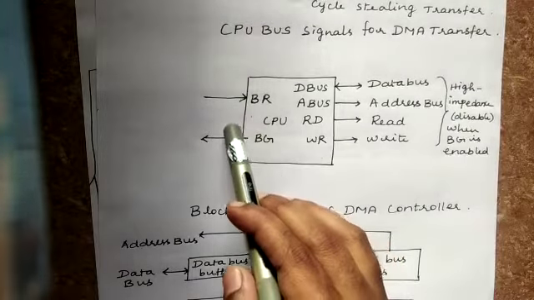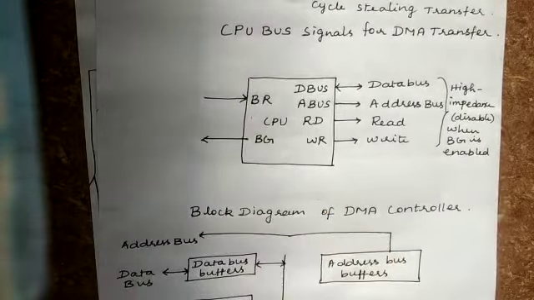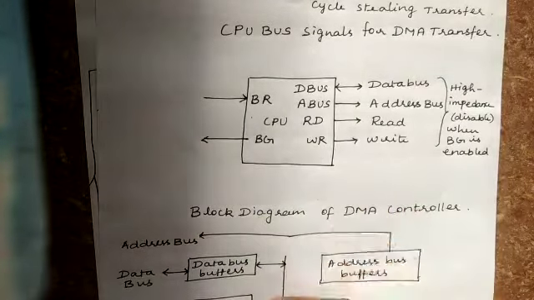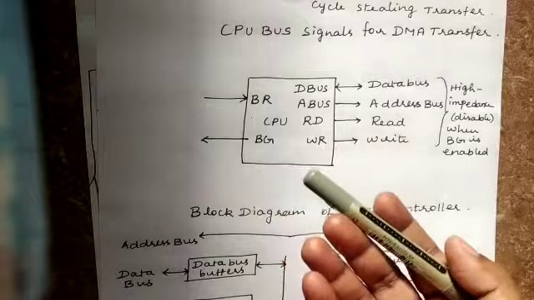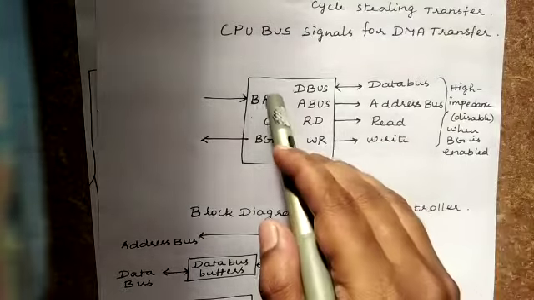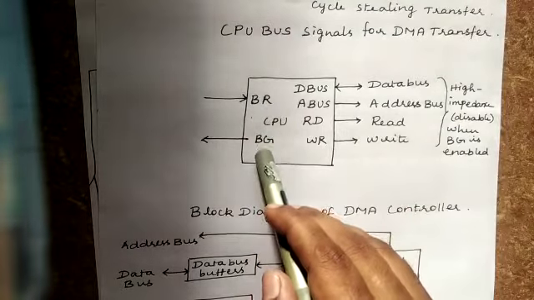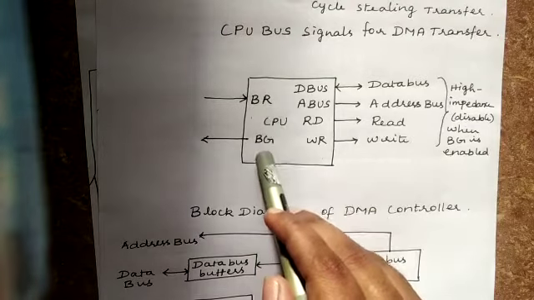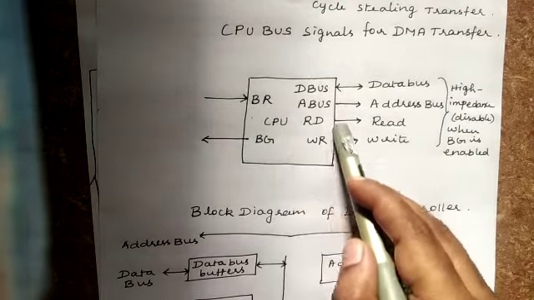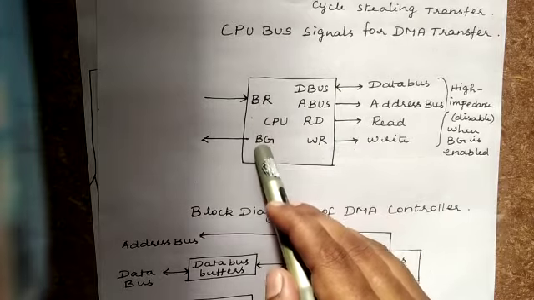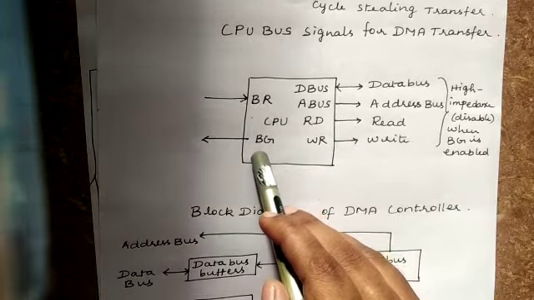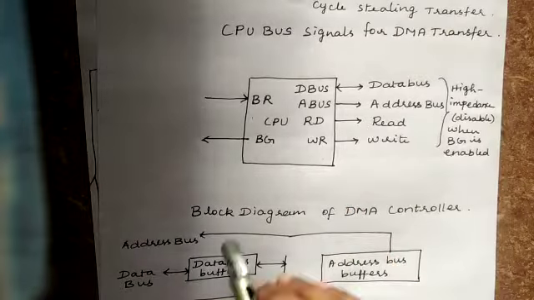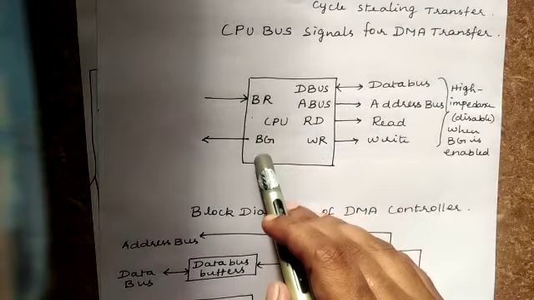This bus grant signal line will be transferred to the DMA. It is just intimating the DMA, allowing the DMA to take place its operation. So these are the two specific control lines that are interconnected with the CPU, that is bus request and bus grant. So whenever it is interconnected with the DMA, these two control signals will be enabled.